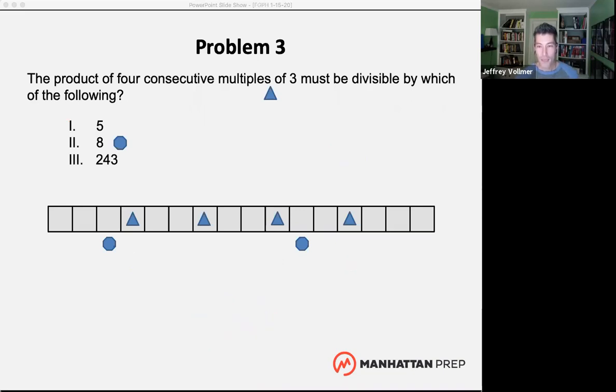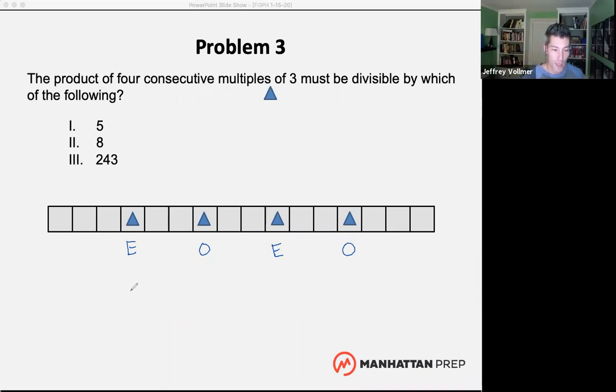Yeah, so let's think about this a little bit more, and I'm getting some good ideas here in chat. Let's think about this from the perspective of evens and odds again, okay? If you have 4 consecutive multiples of 3, can you tell me anything about the evens and odds there? So let's just suppose that this first one's even, right? That would make the next multiple of 3 odd. This would be even, this would be odd. That would make this even, and that would make this odd. All right, so we're guaranteed to have 2 evens and 2 odds if we start with an even.